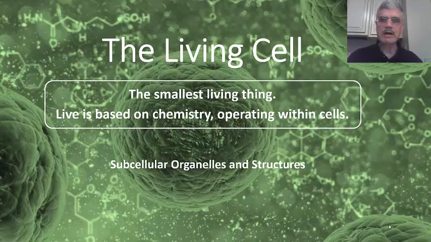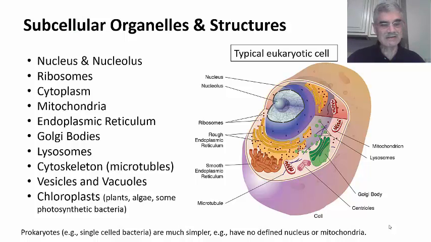Okay, class, now we're going to take a deeper dive into the cells and look at all the little smaller components, the subcellular organelles and structures within the living cell. This next slide will be an important one because it summarizes the things that we're going to be talking about. I have on the left a list of various subcellular organelles and structures, and on the right is a generalized depiction of a typical eukaryotic cell.